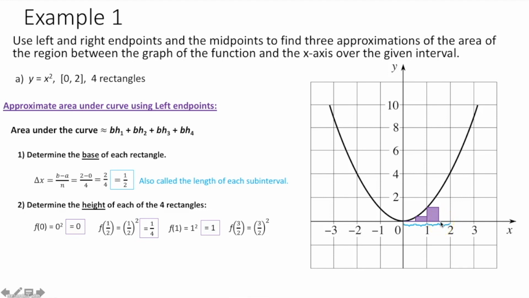We have to plug that into the function to figure out our height, and that's going to be 9/4. So our last rectangle is going to have a height of 9/4, so it goes up to 9/4. We have our last rectangle.